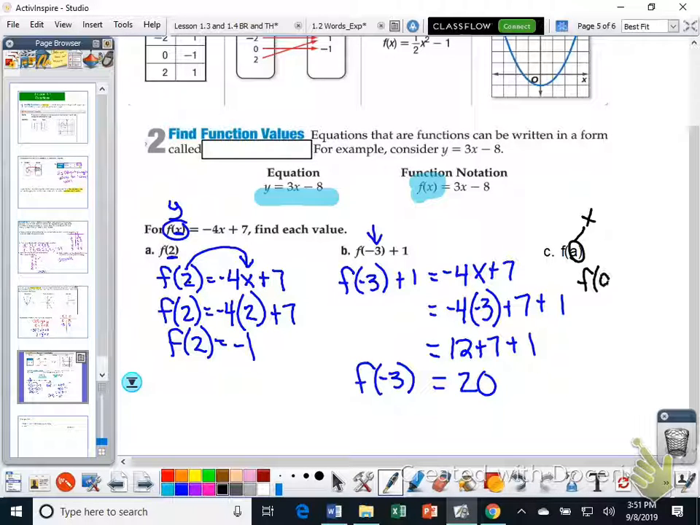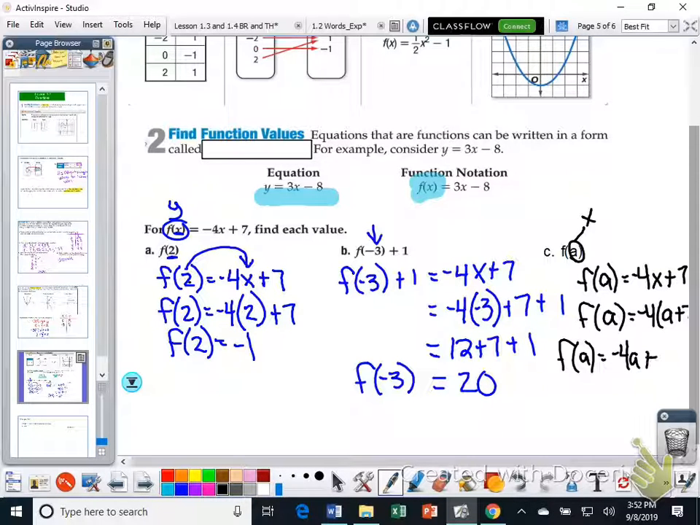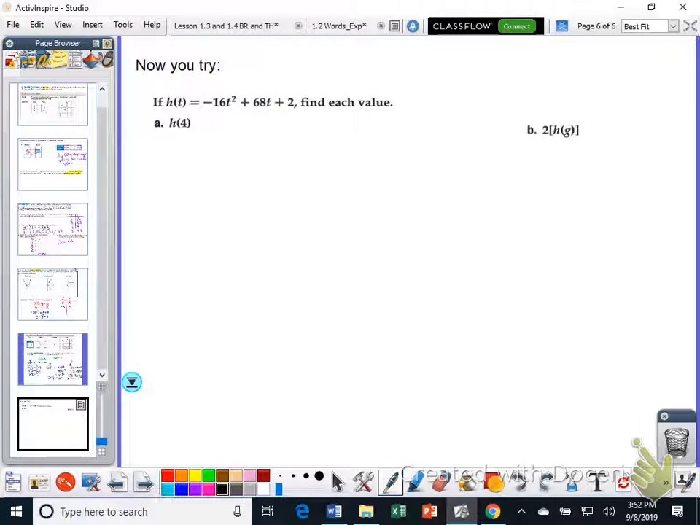So f of a would be negative 4x plus 7. f of a equals negative 4 times a plus 7. So f of a equals negative 4a plus 7. That is it. That's our answer, because I don't know what a is, so I can't figure out a times negative 4. So you go ahead and try these two problems and we will discuss tomorrow.